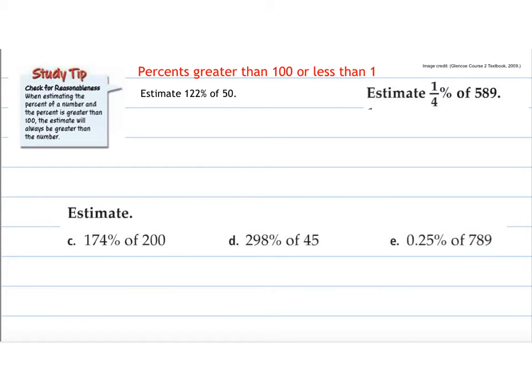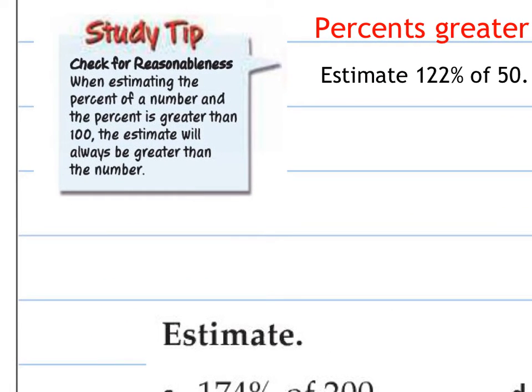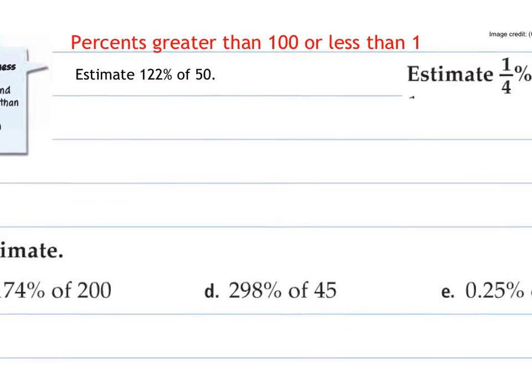All right, now we're looking at estimating when the percents are more than 100 or less than 1. Just something to note over here, when estimating the percent of a number and the percent is greater than 100, the estimate should always be larger than the actual number that you're starting with. So think about extra credit. If the test was out of 20 points and you got over 100%, that means you got more than the 20 points that were possible through extra credit. So it should be more. Okay.